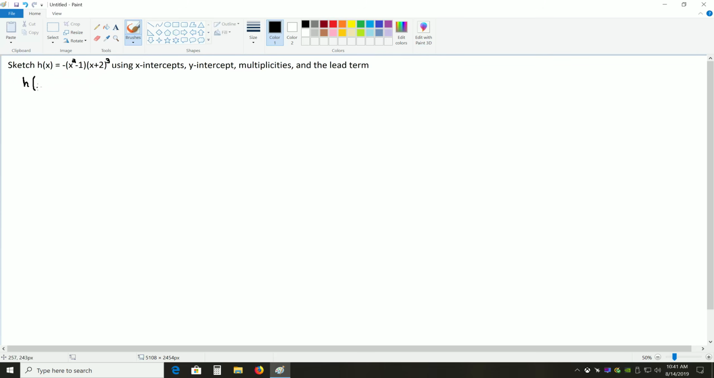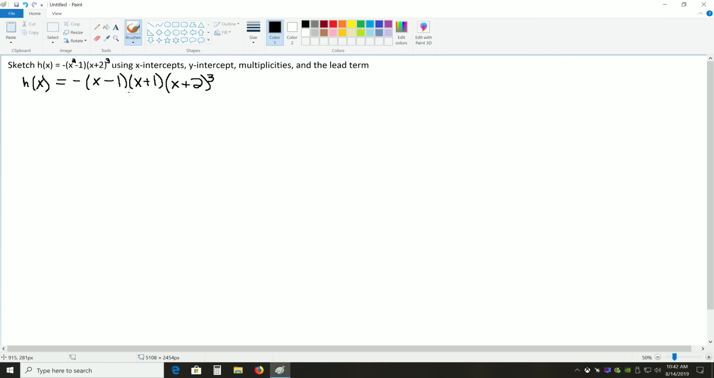So we start with h of x equals this negative we have on the outside, and now we'll start with x squared minus 1. That's the only term that's going to factor in this problem, and that's a difference of squares. So we get the square root of the first term, which is x, minus the square root of the second term, which is 1, times the square root of the first term plus the square root of the second term. So x minus 1 times x plus 1. Times x plus 2 quantity cubed is already completely factored.